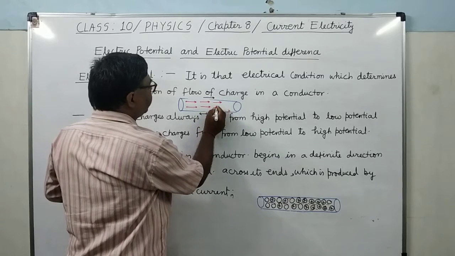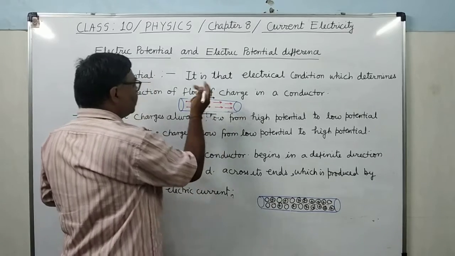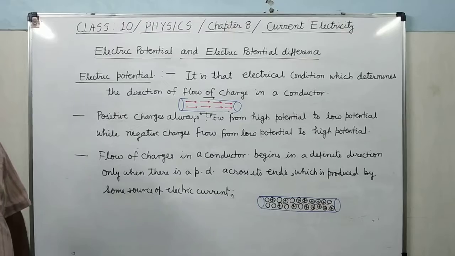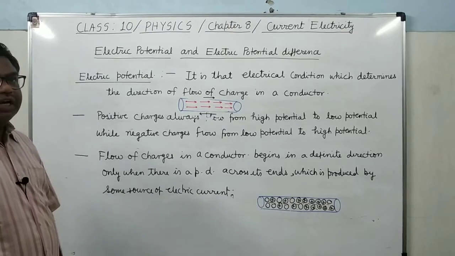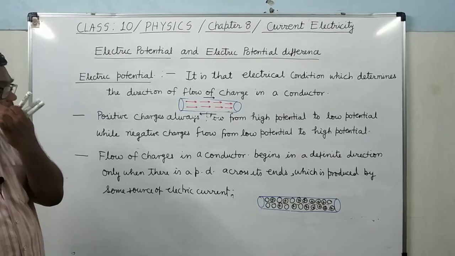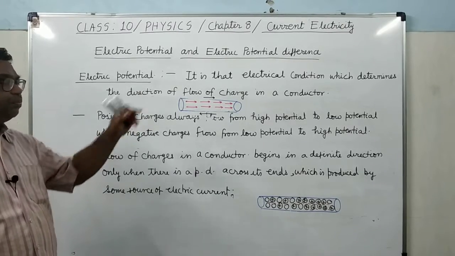Then what will happen? You can say the majority of the electrons are flowing in a definite direction. Then there will be current in the conductor. Current will be established in the conductor. Is it clear? Now, how can you make it possible?